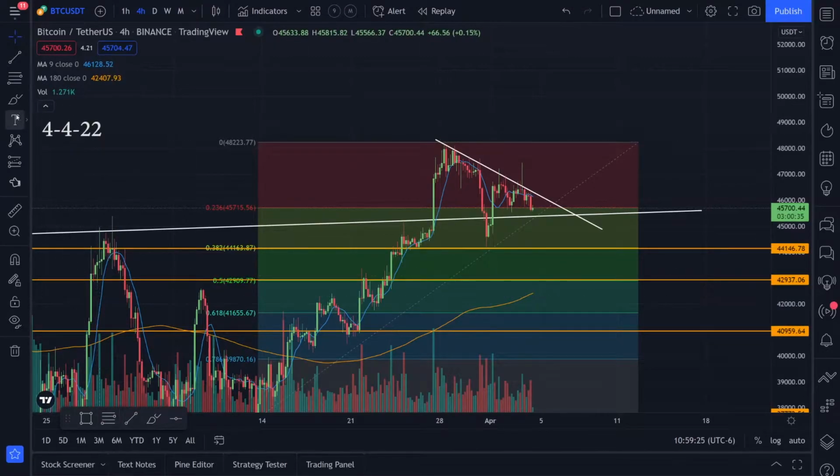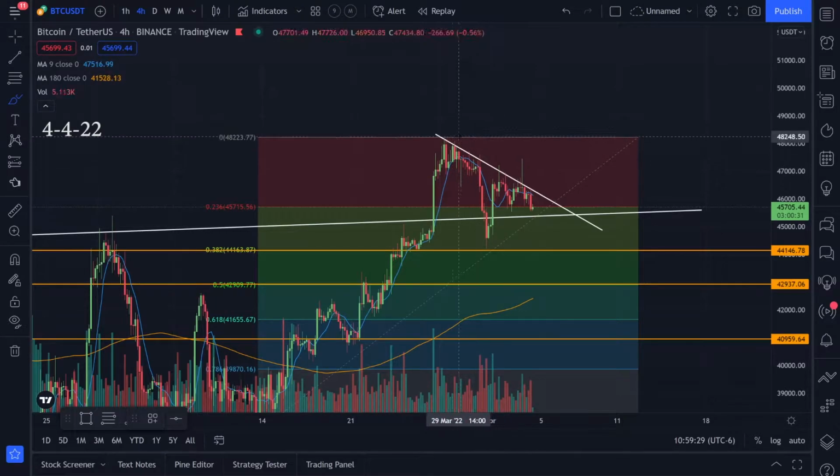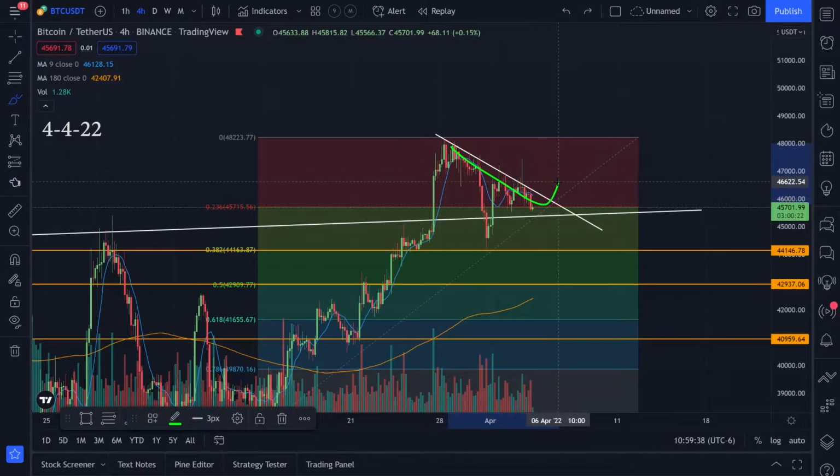Let's take a look at the chart action for Bitcoin. Okay, so here's what I'm looking at. We're on the 4-hour time frame right now, and we have resistance, resistance, resistance, resistance. I'm looking at this downtrend, something like this, and what I want to see it do is break it to the upside.